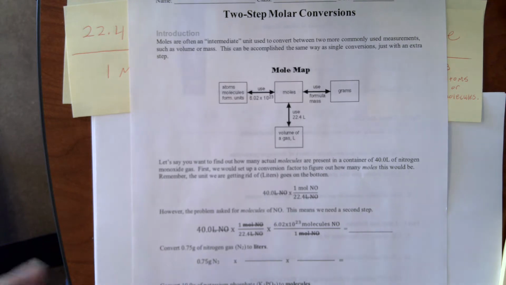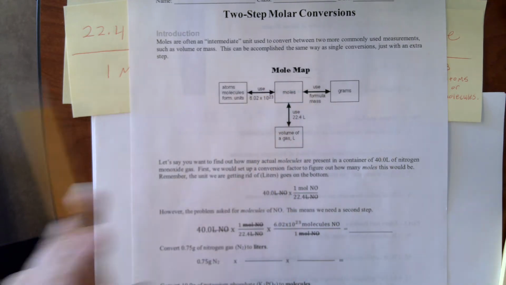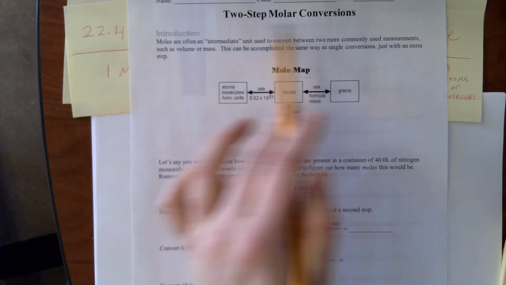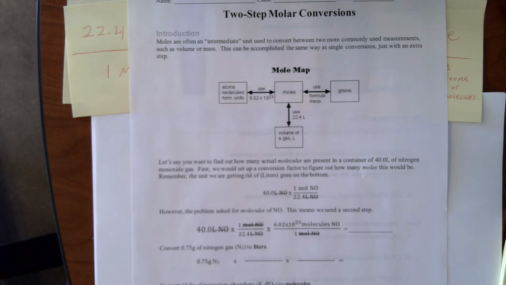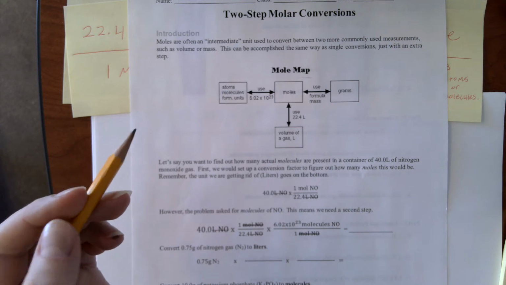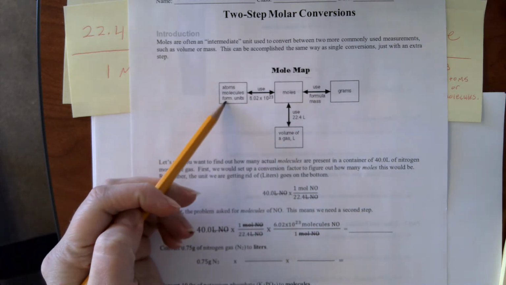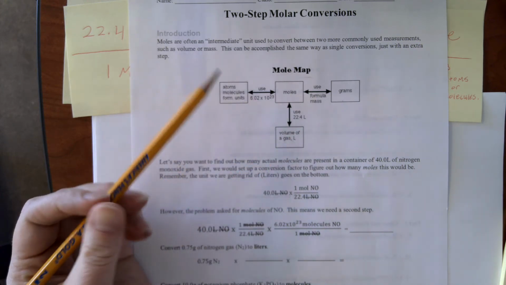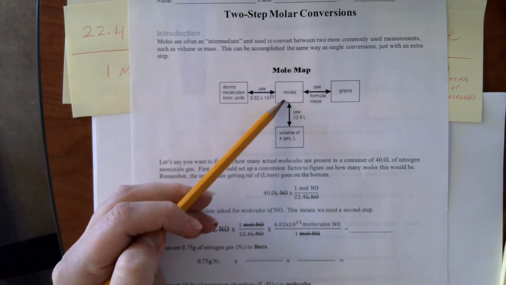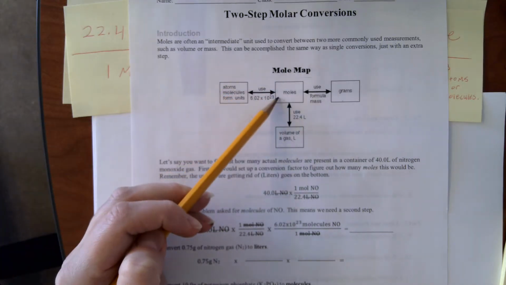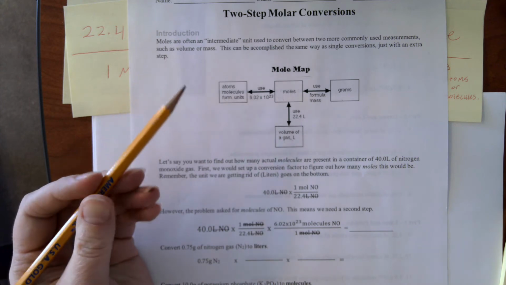It starts off with giving you a mole map and an example problem. So the way that two-step molar conversions work is that you cannot go from, say, one branch of your mole map to another without first moving to moles, because moles is your intermediary or your go-to unit first. Okay?